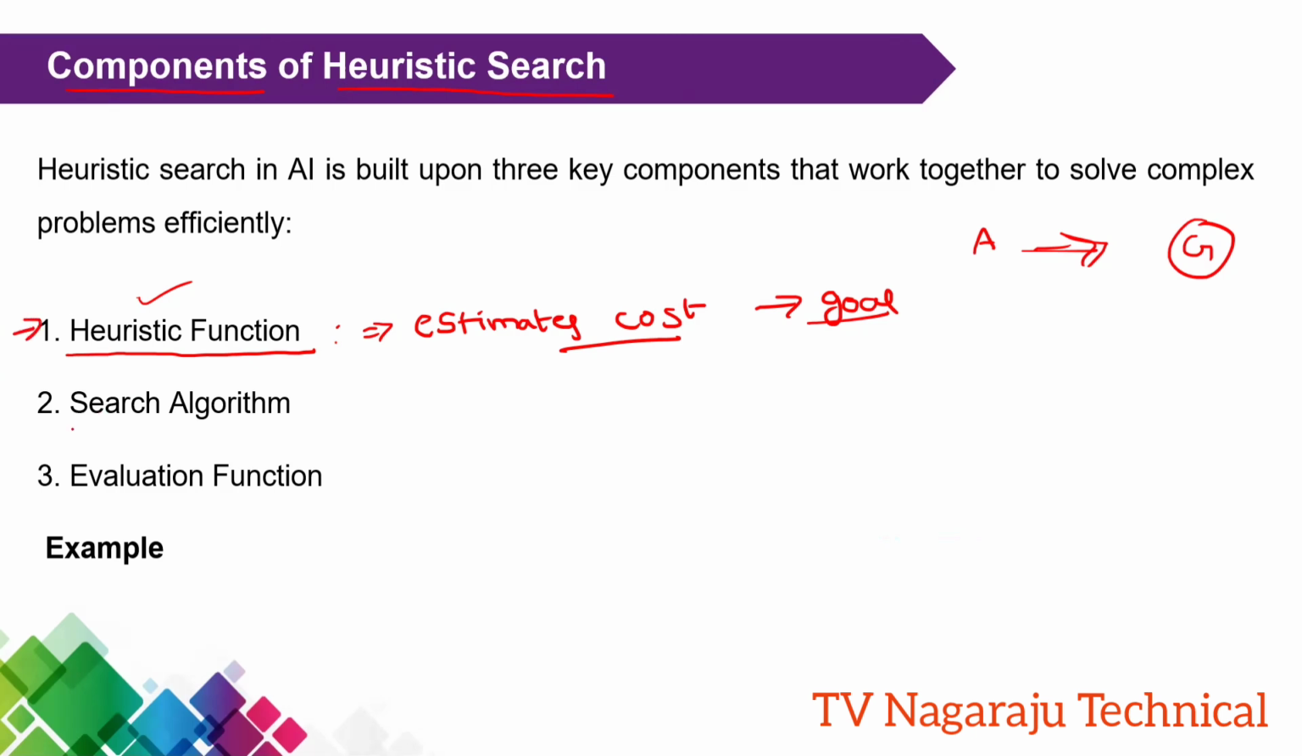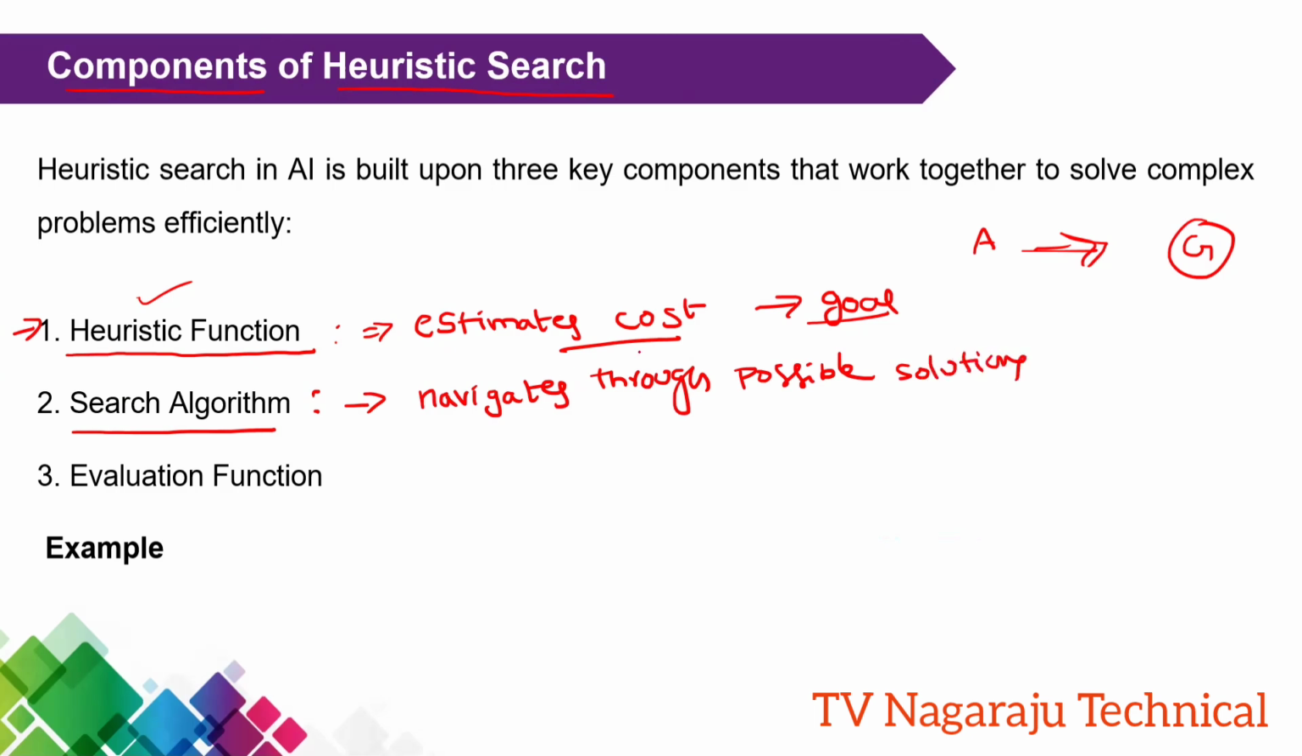Once this is identified, next is the search algorithm. We have multiple algorithms for searching. The main thing is that the search algorithm navigates through the possible solutions, using the heuristic function to prioritize the path. The heuristic function defines the different paths, and it navigates through all the possible paths based on the heuristic function.